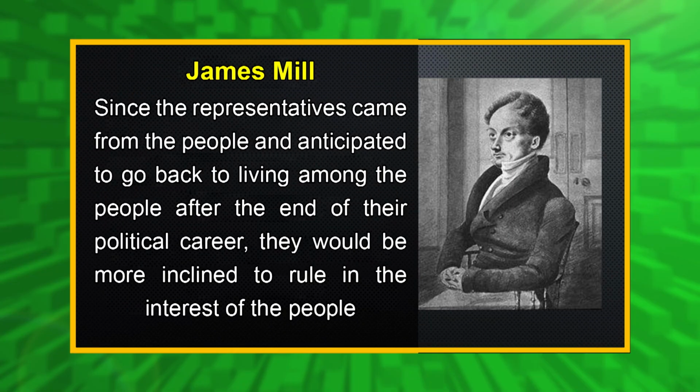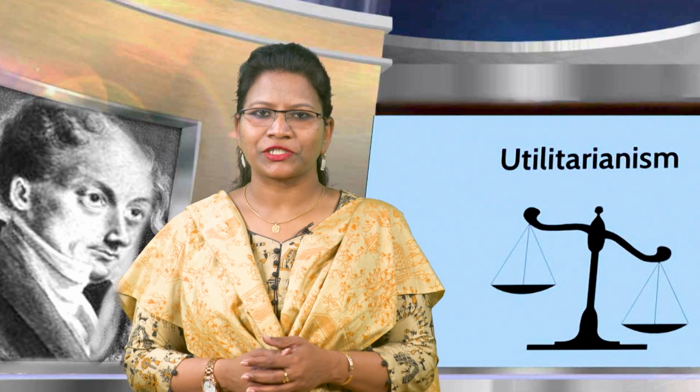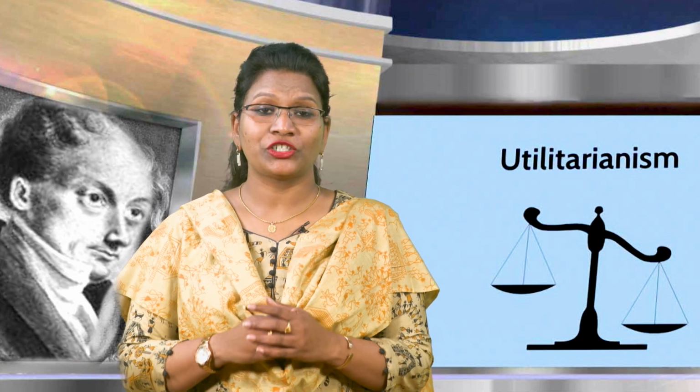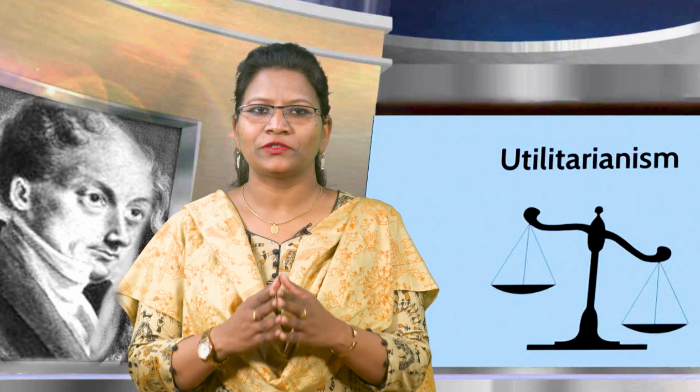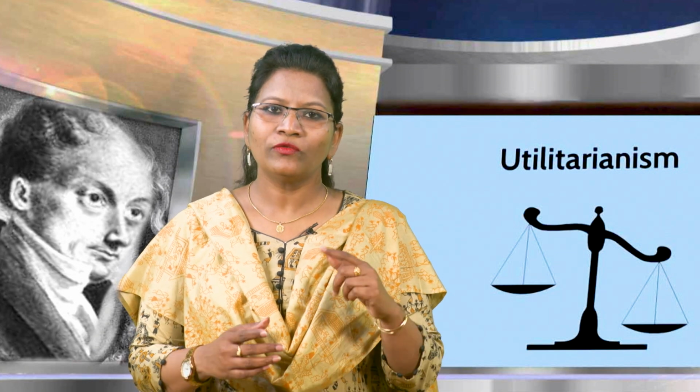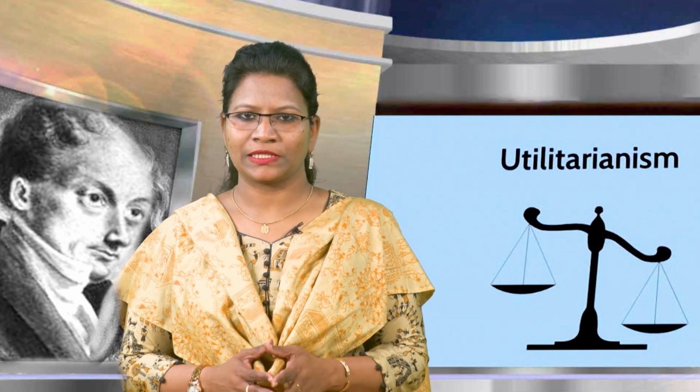Mill argued that since the representatives came from the people and were anticipated to go back to living among the people after the end of their political career, they would be more inclined to rule in the interest of the people. In this fashion, James Mill was a champion of representative form of democracy over other forms of government.